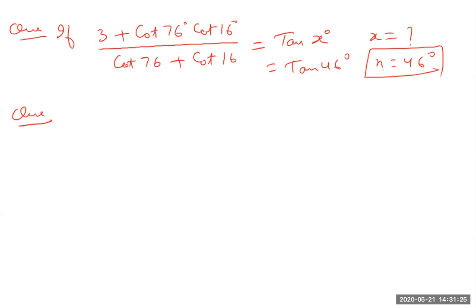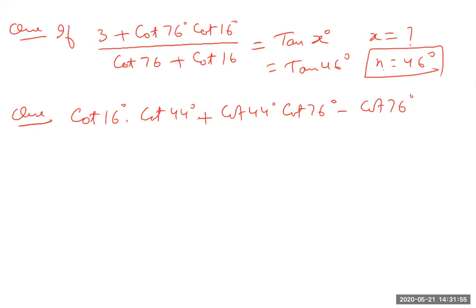Find the value of cot 16 degree cot 44 degree plus cot 44 cot 76 minus cot 76 degree cot 16 degree. This is equal to how much? This will be some integer.